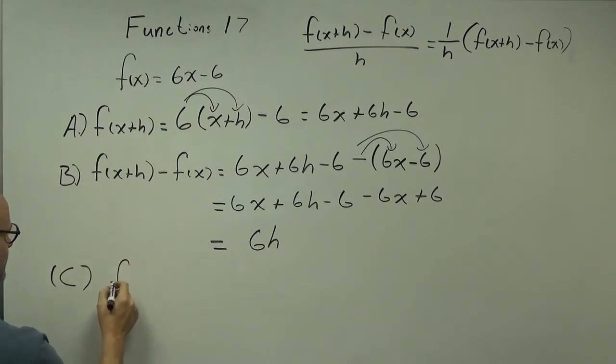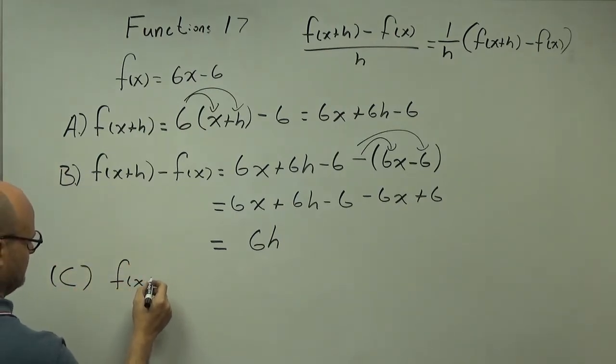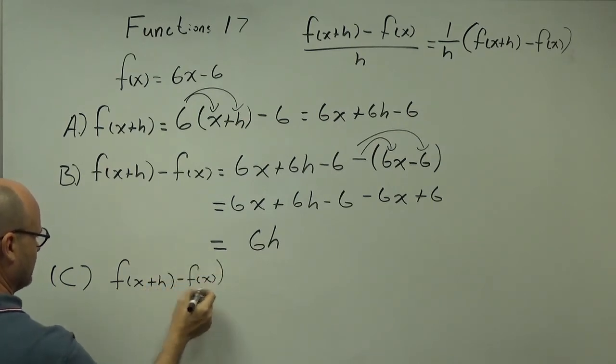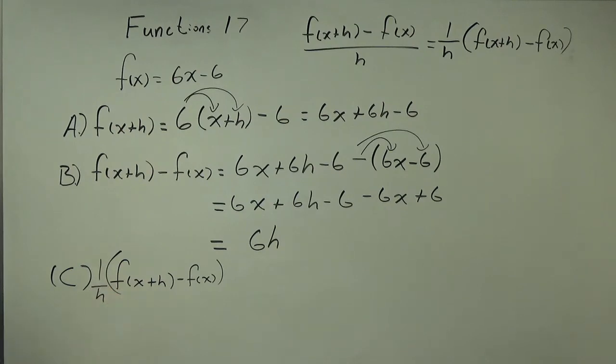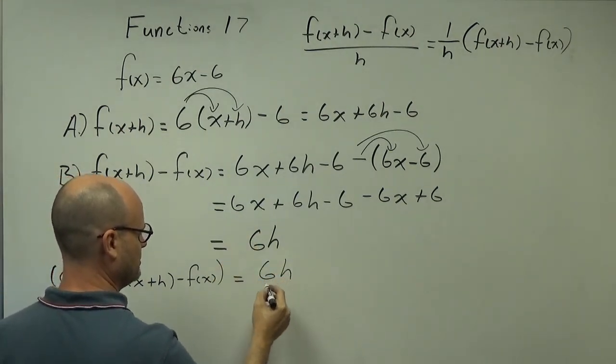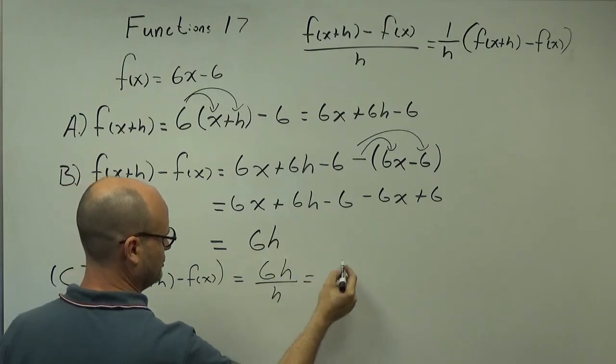so now we find f of x plus h minus f of x over h. And remember I told you that that was like multiplying by 1 over h. So now we got, well, we already found all this, 6h, and that's over h, so we're left with 6.